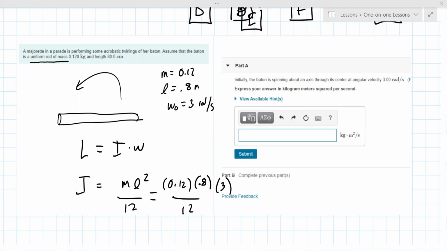Oh, 0.12, 3 radians per second. 0.12 times 0.8. Oh, it's L squared. I'm not squaring that. Okay, that makes a difference. Okay, I get 0.0192. So give that a try there.